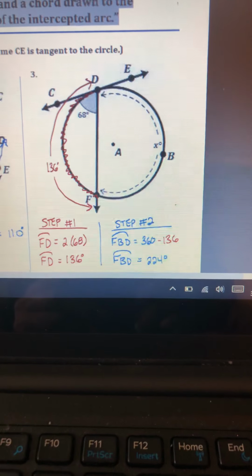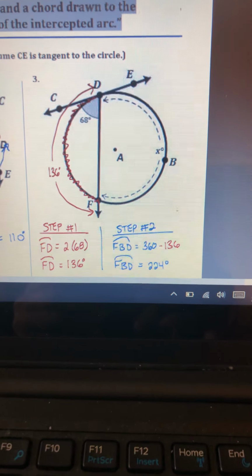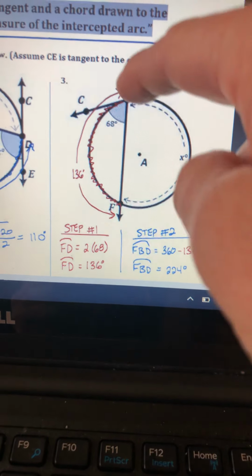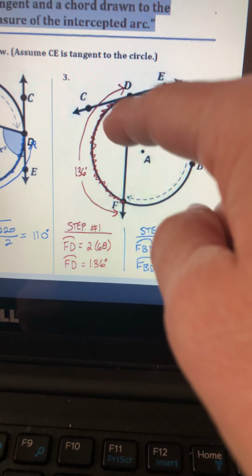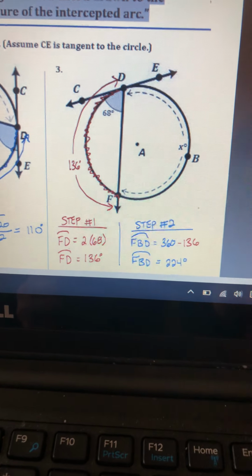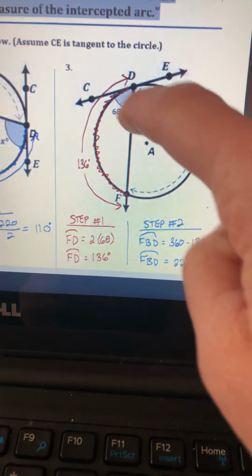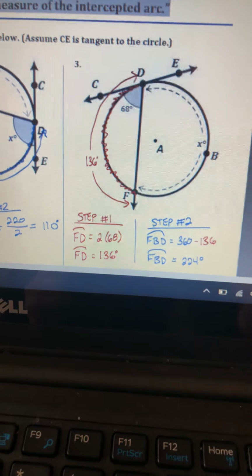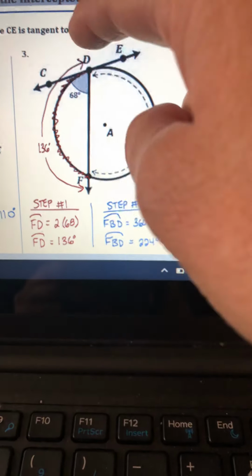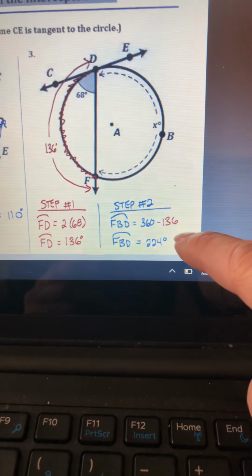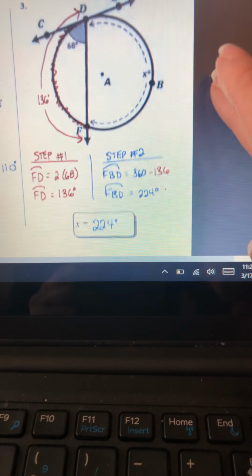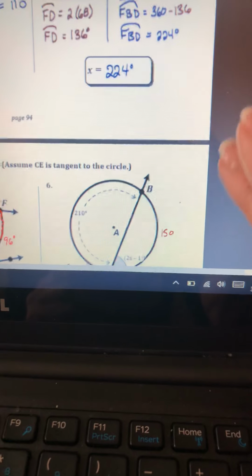And then lastly, first of all, we want to find the measure of this intercepted arc. So first we take the angle that is being formed by a tangent and a chord in our circle, and we double that 68, and that will become 136 degrees. That's your first step. Then your second step is to take 360 and subtract that 136, and then we get our value of x, which is 224 degrees. So that would be our answer for that.